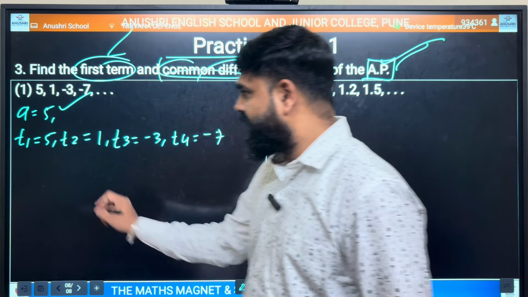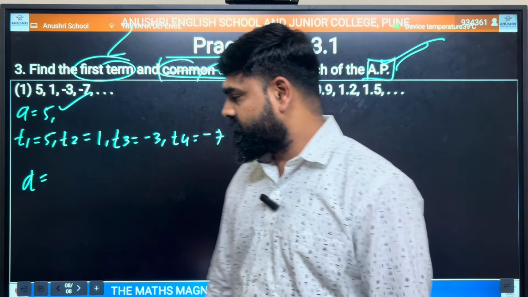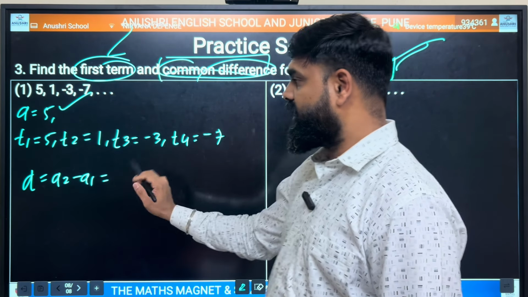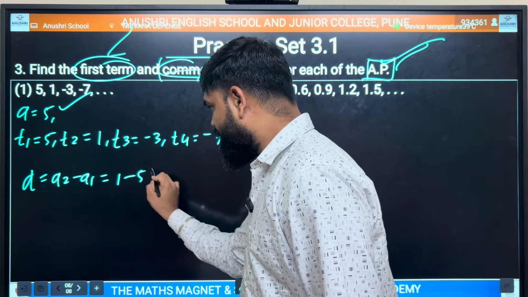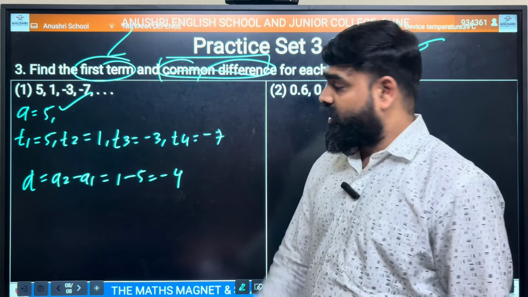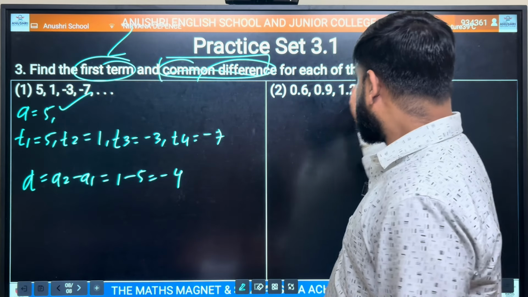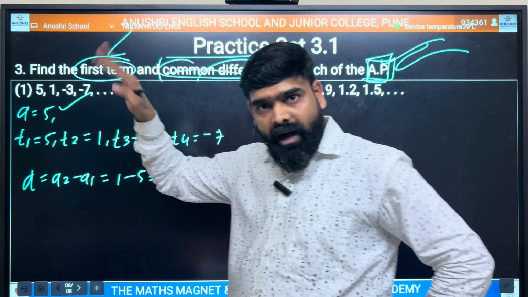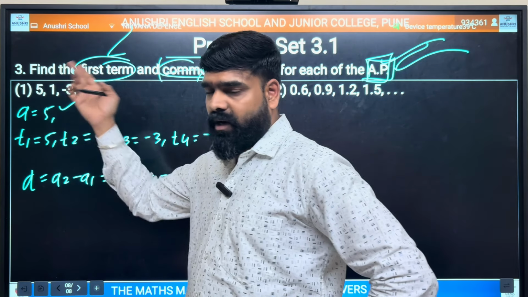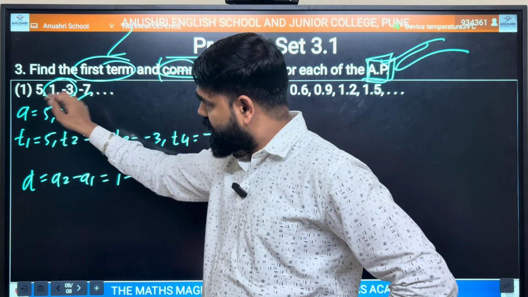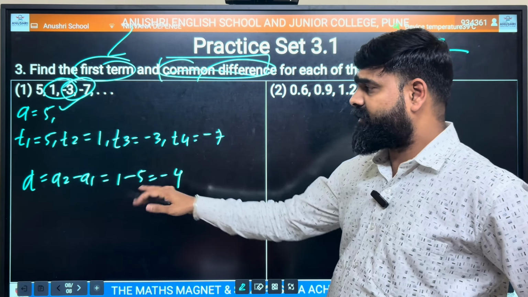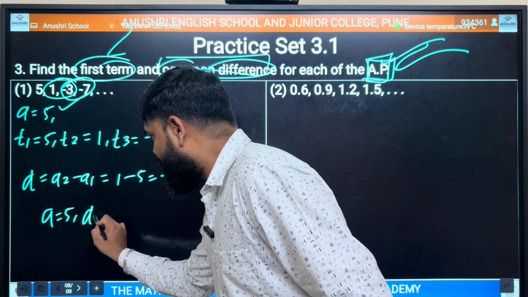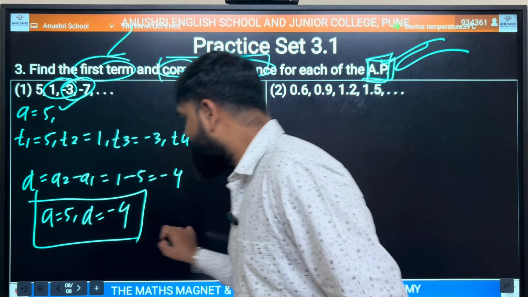So it is very simple to find the common difference. We can use this formula: D is equal to A2 minus A1 or T2 minus T1, which is 1 minus 5. So we got here minus 4. So it is confirmed that when this is an AP, there will be the same difference between the terms. So in this case we have A is equal to 5 and D is equal to minus 4. So this is the required answer.